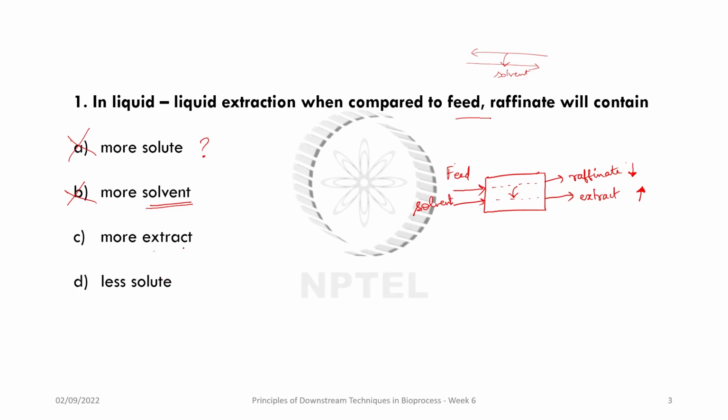Will it have more extract? Again, extract is the stream of solvent that is coming out with an increased solute concentration. So again, this is wrong. So what is the right answer? Less solute, because from the feed stream, the solute gets transferred to the solvent stream. It is getting extracted into the solvent. Correct? So there is less solute. Piyush, do you agree? Shall we move on to question 2?